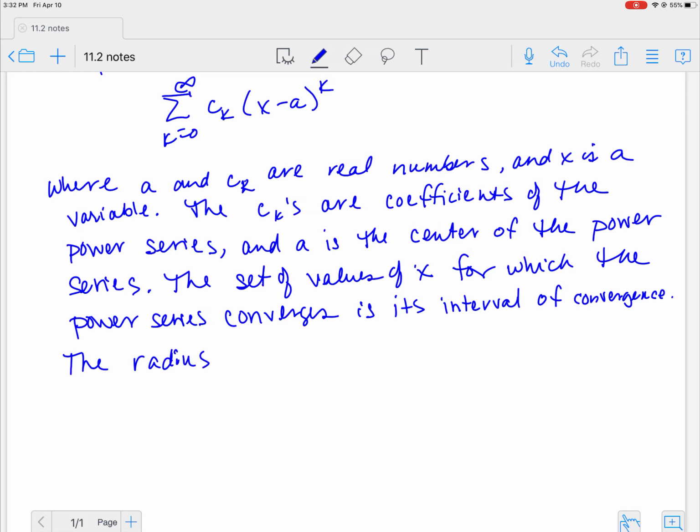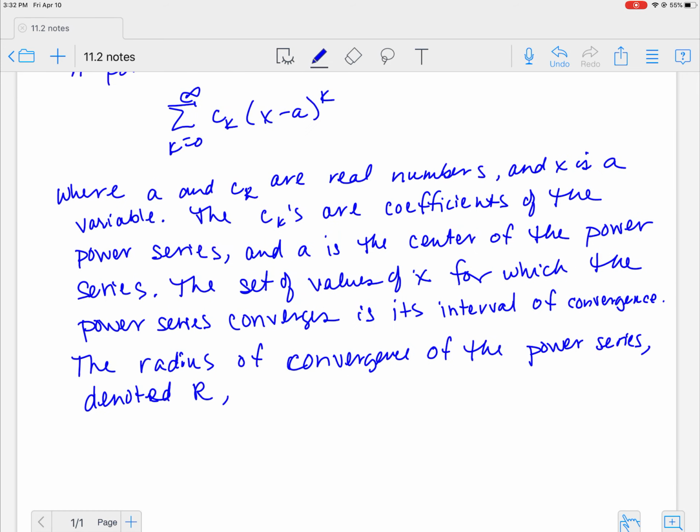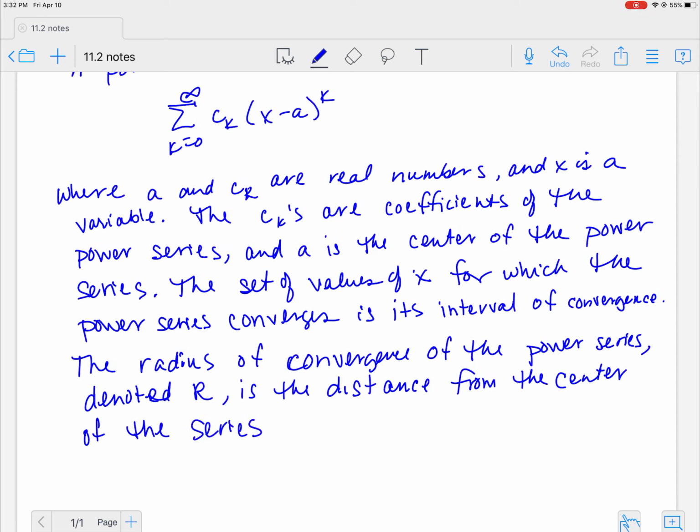We've got this. The radius of convergence of the power series, denoted R, is the distance from the center of the series to the boundary of the interval of convergence.